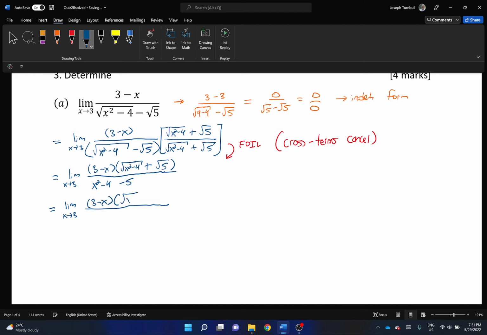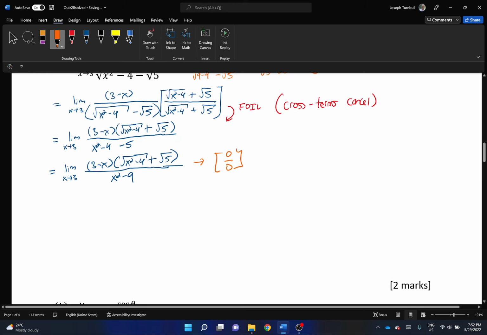Okay, and then I'm just going to simplify the denominator. Negative 4 minus 5 minus 9. And we still have a 0 over 0 because the 3 minus x on top and the x squared minus 9 on the bottom. Plug 3 into both of those, we're going to get 0 for the top, 0 for the bottom. So what I'm going to do is two steps in the next line.